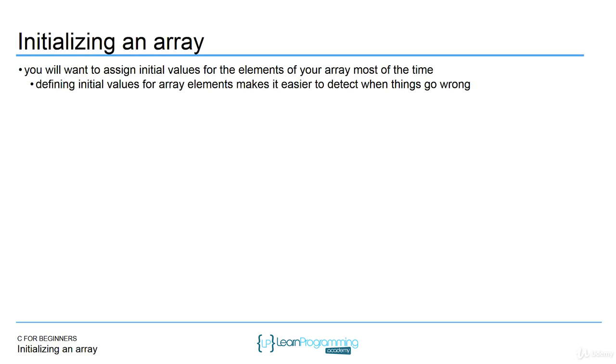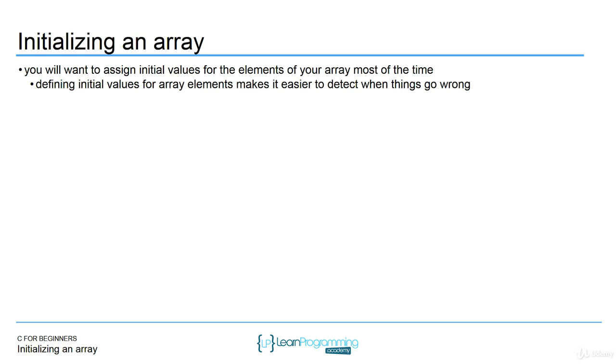You want to assign initial values for the elements of your array most of the time. The reason that you want to assign initial values to an array or even to variables is because it makes it easier to detect when things are going wrong. When you don't have initial data and you try to do something, you can cause problems in your program. So initialization is a very good thing and you always want to do it. In an array, there are many elements, and so there's a specific way that you can initialize those elements. There's different syntax that you can use. But initialization is a good thing and you always want to do it.